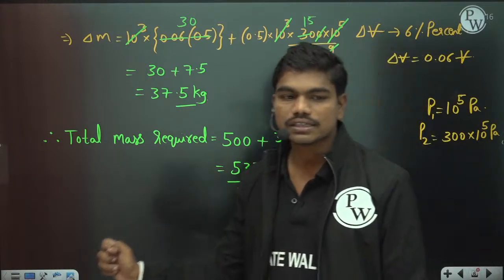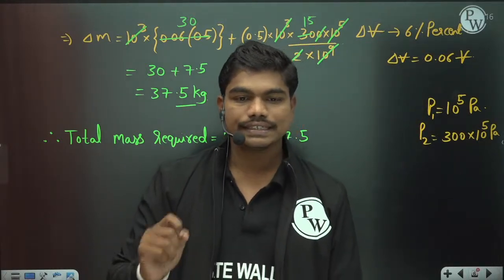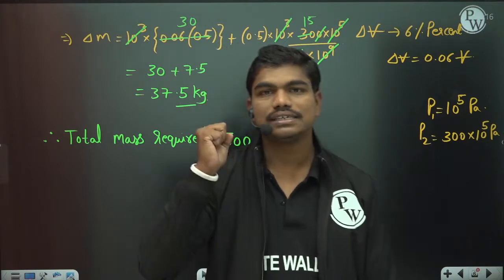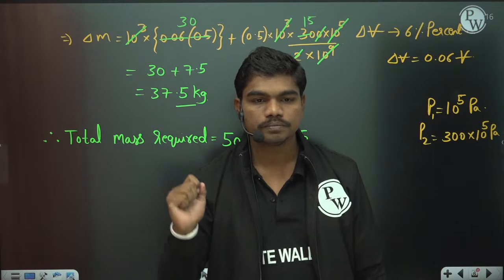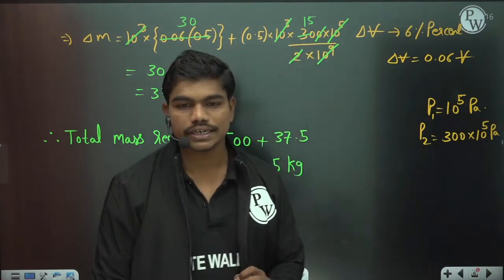So total 537.5 kgs of water is required to create a pressure of 300 bar inside this 0.5 meter cube volume vessel. Is this clear to all of you? Please type in the chat box, is this clear to all of you?